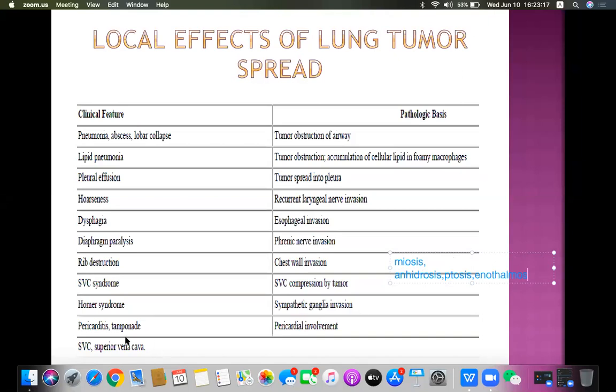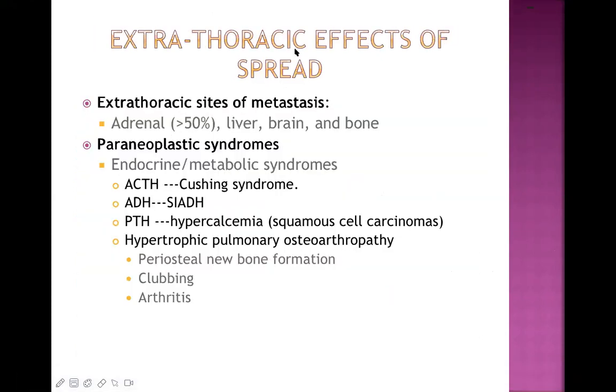Now, another important local effect is pericarditis or cardiac tamponade, and that occurs because of pericardial involvement. Now, cardiac tamponade or pericardial tamponade is a pressure effect on the heart. Okay, let's go to the next one.